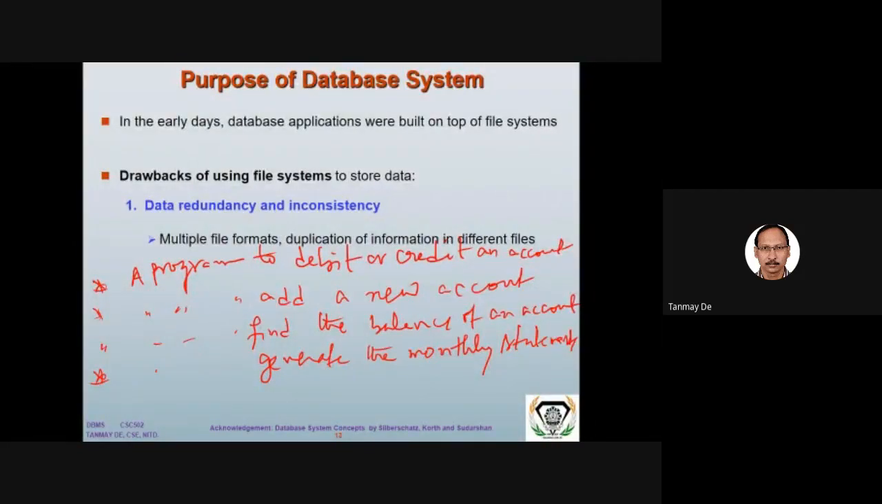There is a chance that the phone number can be updated in one file and not updated in another file. So not only is the information redundant, stored in both files, but this redundancy actually leads to inconsistency. That is, the data in one place is the current data and in another place is the older or invalid data. Both are not the same, though the same phone number is required in both places.